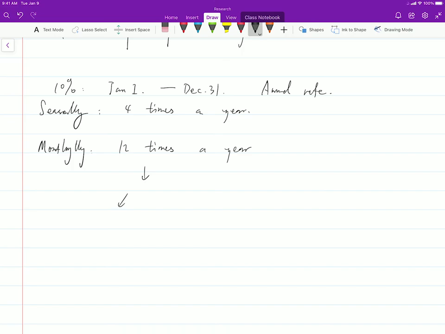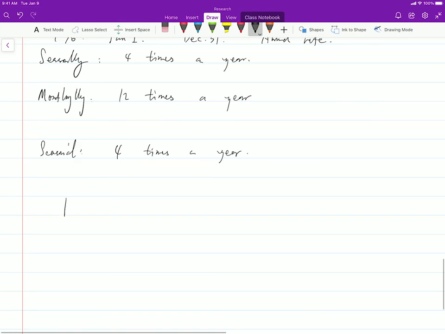Well, you need two things. Let's take seasonal as an example, 4 times a year. That means you need to take your principal and multiply it by 1 plus the interest for that season. So how many times do you want to do it per year? You need to do it 4 times a year.